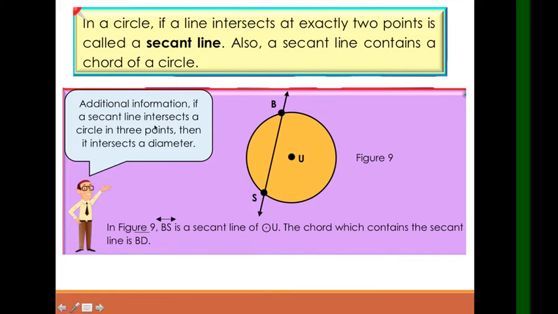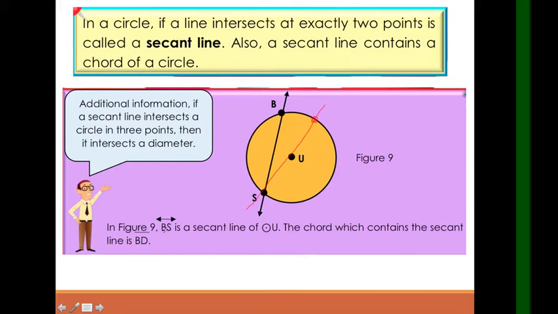Additional information, if a second line intersects a circle at 3 points, okay? Then it intersects the diameter, kapag tatlong points ang naka-attach sa second line. Therefore, ang tinamaan nito ay yung diameter. Ibig sabihin kung ganito yung itsura niya ng ating line, let's say ganito siya, okay? Tapos may point pa dito, tinamaan yung diameter, that's why magiging tatlo yung points.